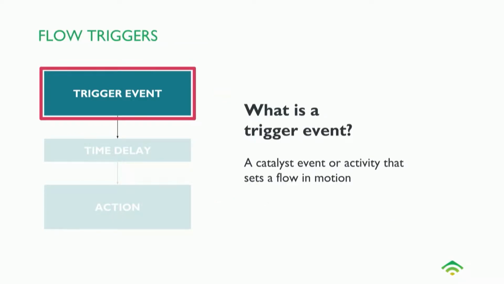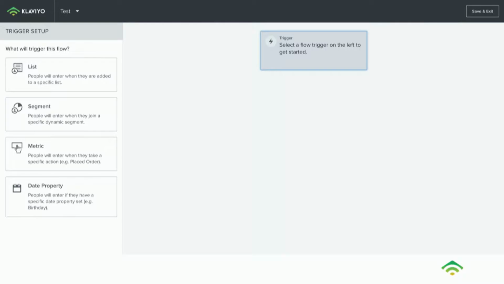So starting with a trigger, the definition is just a catalyst event or activity that sets the flow in motion. It's just the action that a person took that led you to start this communication. So in Klaviyo, you have 4 options to choose from.